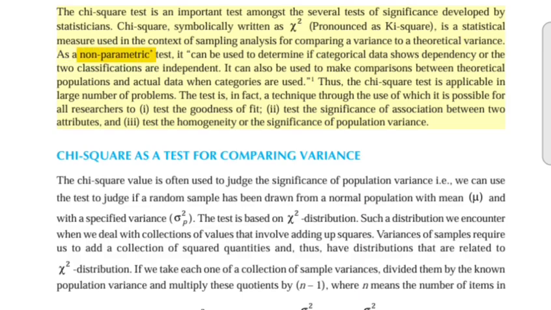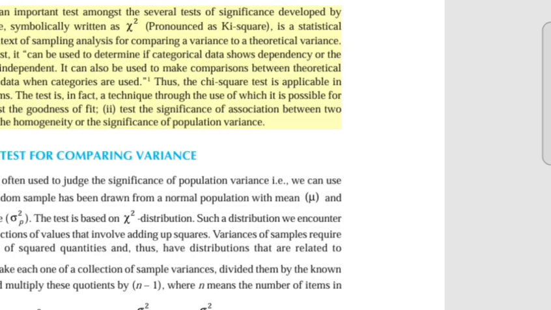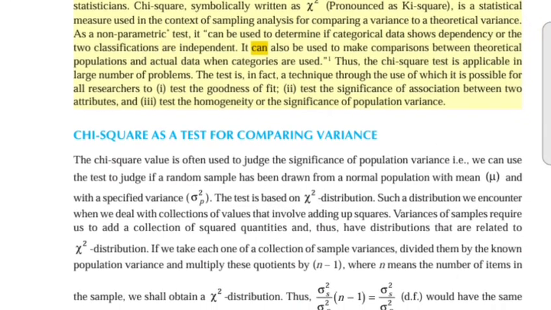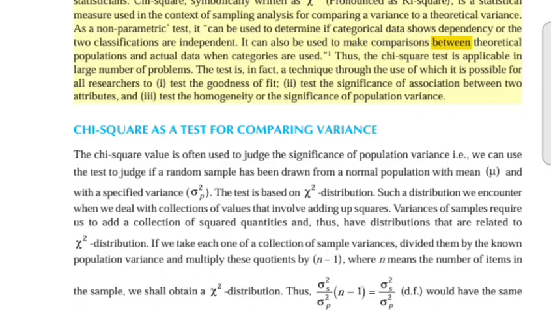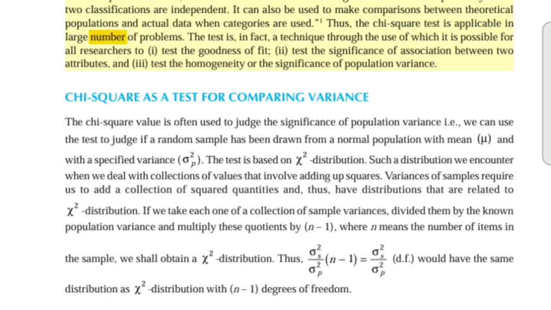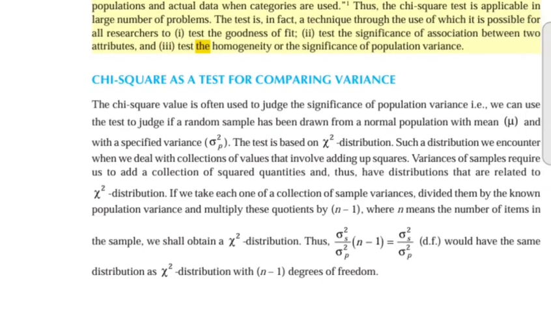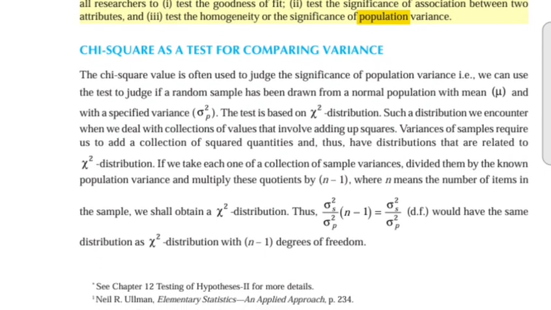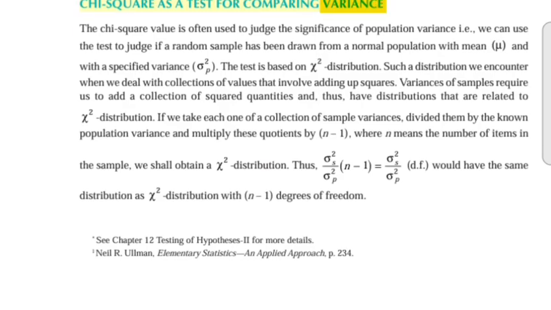As a non-parametric test, it can be used to determine if categorical data shows dependency or the two classifications are independent. It can also be used to make comparisons between theoretical populations and actual data when categories are used. Thus, the chi-square test is applicable in a large number of problems. The test is, in fact, a technique through the use of which it is possible for all researchers to test the goodness of fit, test the significance of association between two attributes, and test the homogeneity or the significance of population variance. Chi-square is a test for comparing variance.